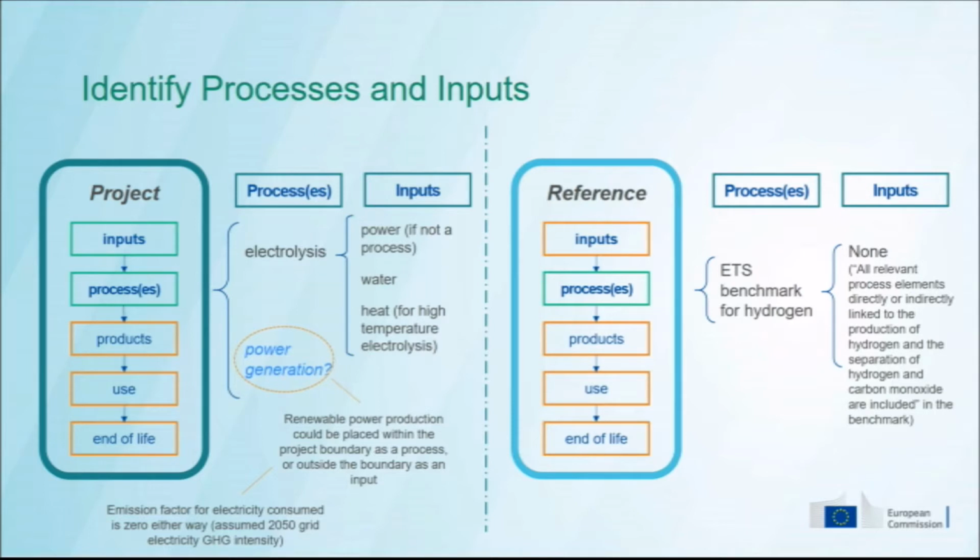Now the reference: you look at the processes and the inputs again, and the EU ETS benchmark for hydrogen. For the inputs, here we've written none, but basically all the relevant process elements directly or indirectly linked to the production of hydrogen and the separation of hydrogen and carbon monoxide are included in the benchmark. So essentially the inputs required are within the EU ETS benchmark. Next slide, please.